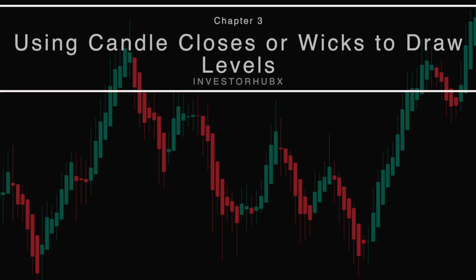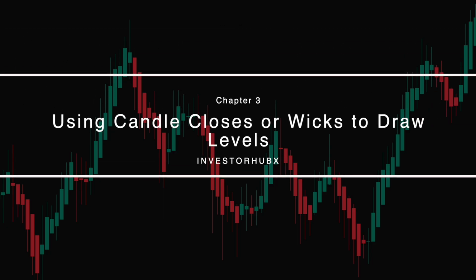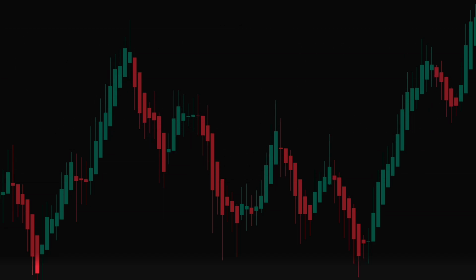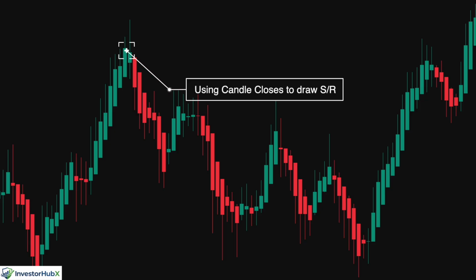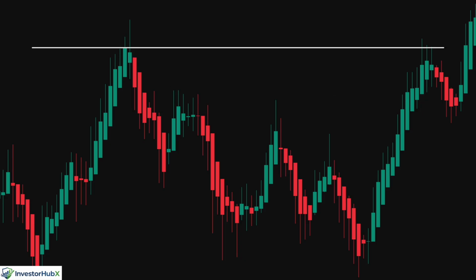A common point of confusion when drawing support and resistance is deciding whether to use candle closes or wicks to define levels. In the first example, one school of traders would insist on drawing the level using candle closes, like this. The idea here is that candle closes represent where the market accepted price. When we draw the level this way, we can see that price has reacted at this level 5 times.